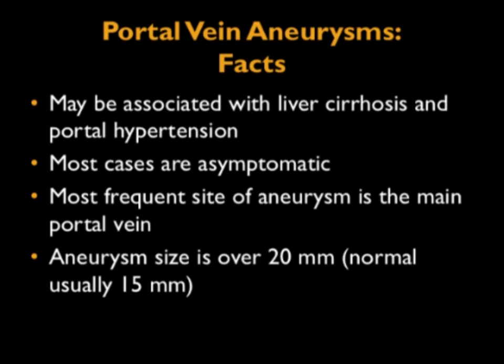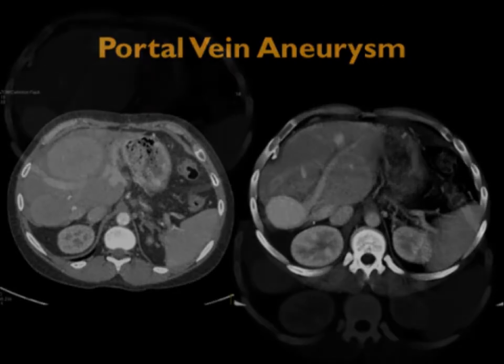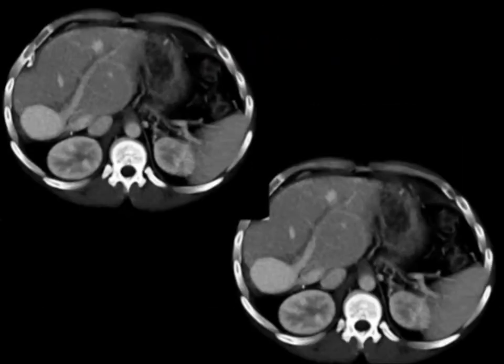The most frequent site is the main portal vein, and typically we define aneurysm as being over 20 millimeters, where 15 millimeters is the top size of the portal vein. In my experience, when you have a portal vein aneurysm, you're not debating and measuring. Here's a good example. The patient has cirrhosis, small right lobe. Look at that large portal vein aneurysm, very nicely shown.